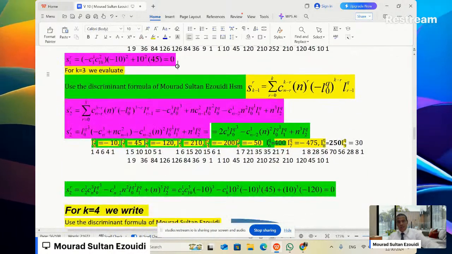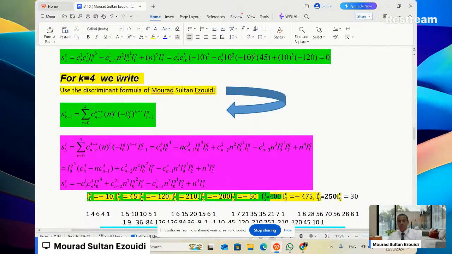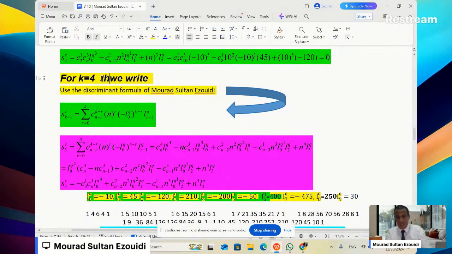Now we calculate S2. To find S2, we just put k equal 4 in the discrete formula of Murad Sultanishvili.